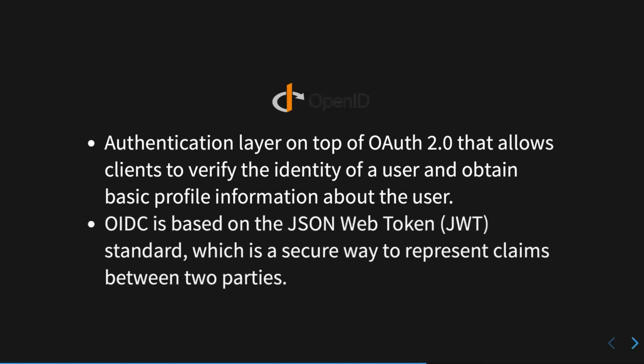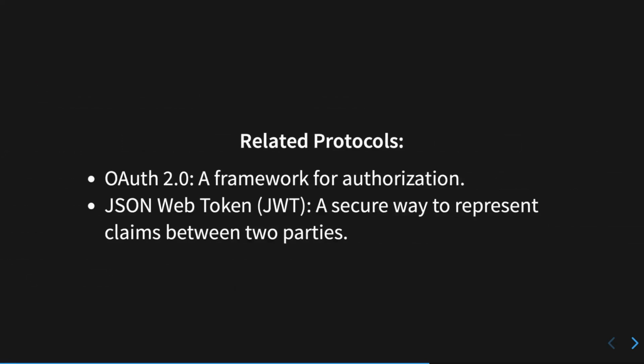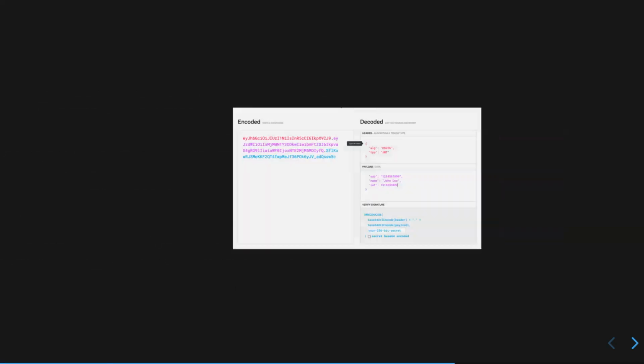It also uses the JSON Web Token, JWT, which enables us to securely represent the data, because JWT has a built-in mechanism for signing the keys, so that when we get the data, we can verify that it's actually coming from the intended source. Basically, the two later protocols are OAuth 2.0 and JSON Web Token.